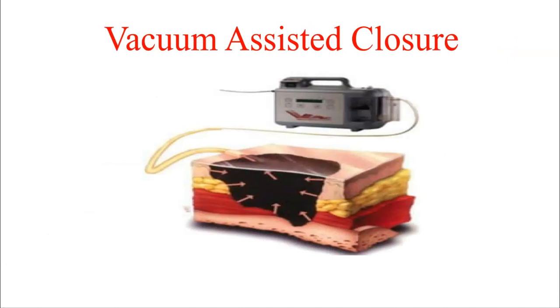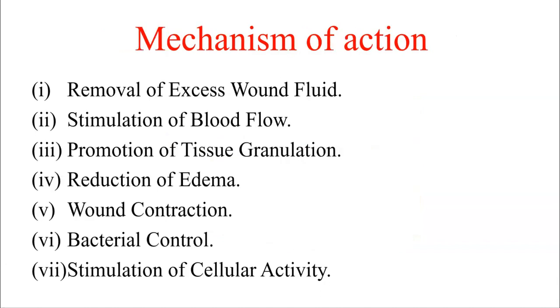So this is a setup for vacuum assisted closure therapy, and the mechanism of action in this therapy involves a number of processes. The first one is removal of excess wound fluid. The negative pressure applied by the vacuum therapy unit helps to remove excess wound fluid, also known as exudate, from the wound bed. Excessive exudate can delay wound healing, promote bacterial growth, and inhibit the formation of healthy granulation tissue. By removing the excess fluid, the wound environment becomes more conducive to healing.